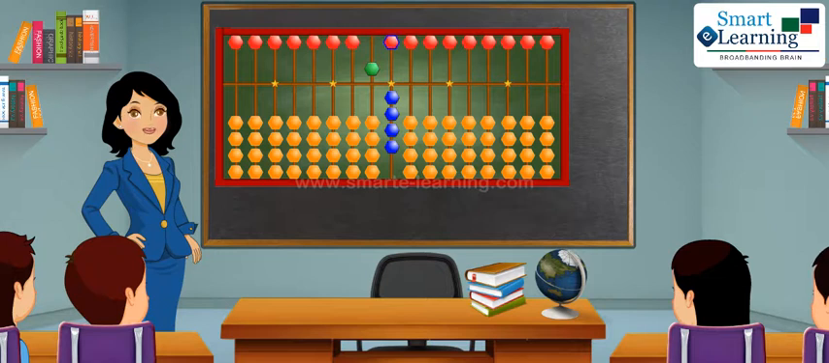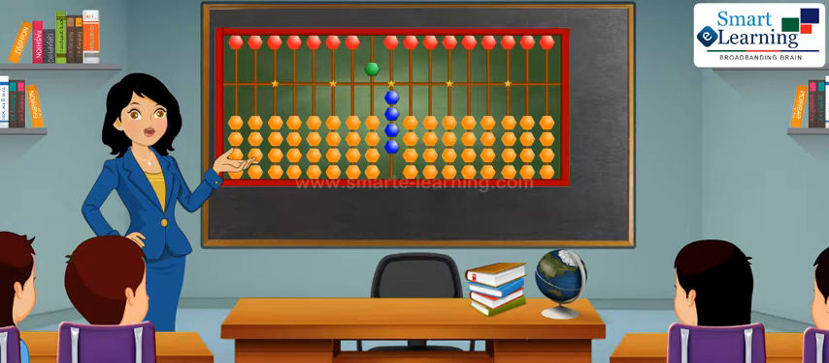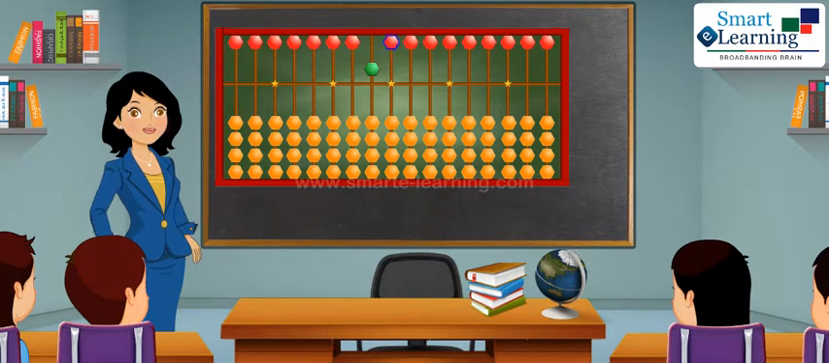To show number 55, heaven bead of tens place will remain as it is. Bring all the earthen beads of ones place downward to show 0 on ones place and make heaven bead of ones place touch the skyline to show 5 on ones place. In other words, heaven beads of ones place as well as tens place touch the skyline to show number 55. This is number 55.